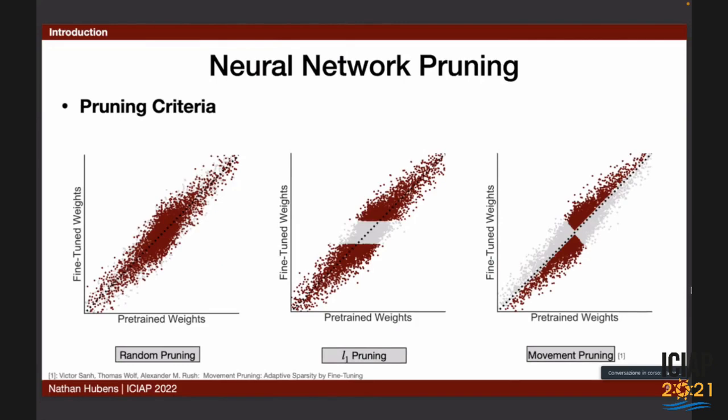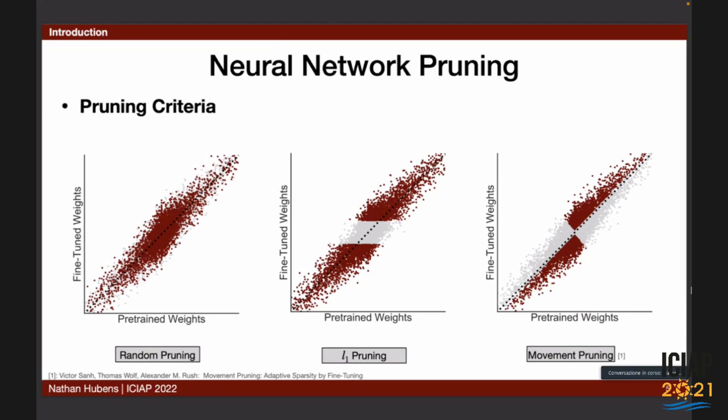The last axis of differentiation in pruning is the criteria. We saw the granularity and how to remove the weights in a network, the schedule and when to remove the weights in the network, but we still need to assess which weights are considered to be more important than others. The criteria is maybe the most active field in pruning, and I've only represented here the 3 most common criteria of selection of weights. So you can see in abscissa and ordinate the values of weights before and after training, and as you can see, those are quite correlated.